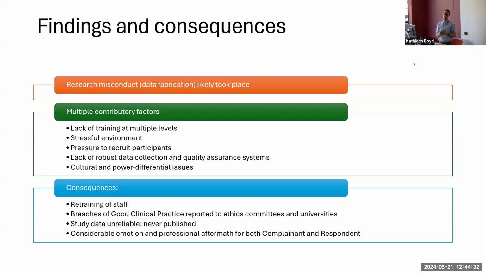You will never know for certain, or very rarely know for certain, that research misconduct has taken place. So you will likely see, on the balance of probability, this is likely what's happened. And I think even more important than what happened was why it happened. And what happened here was very much as Kathleen outlined. There were multiple reasons. There was lack of training at multiple levels. This was an inexperienced investigator who hadn't really got experience of running studies on their own.